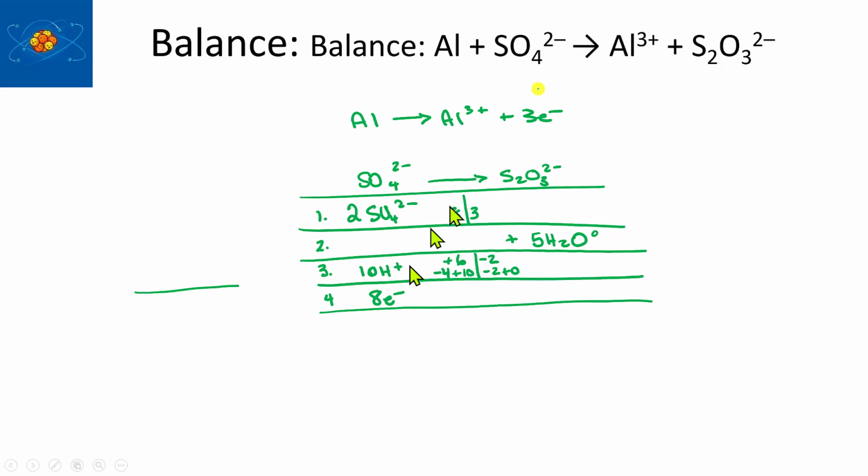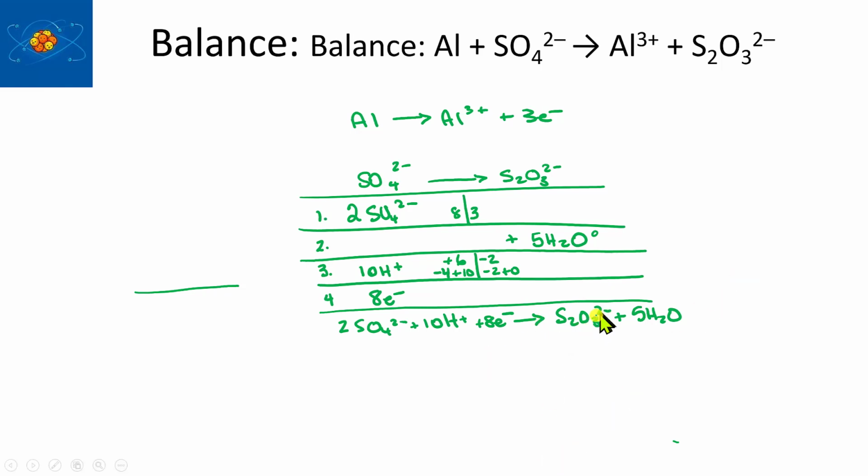Now, I'm just going to add everything up. So I have 2 SO4 2- plus 10 H+ plus 8 e-, like that. And that's going to give me S2O3 2- plus 5 H2O plus... am I missing something? I think that's it. So now you double check, right?